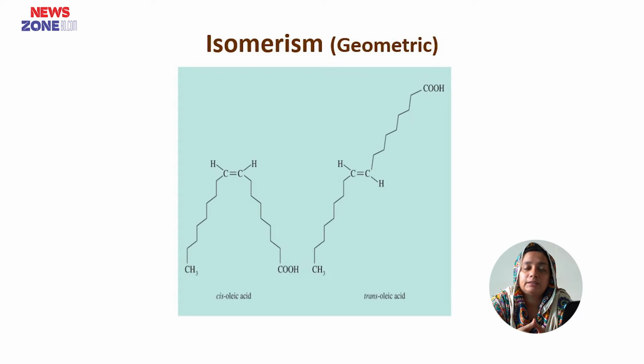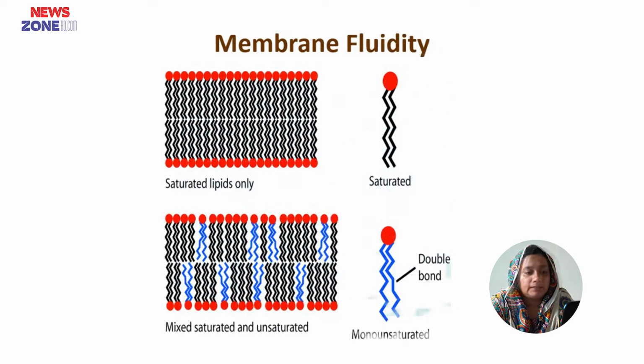Here I am showing the example of cis and trans fatty acid of oleic acid, and this cis-trans geometric isomerism is very important for our membrane fluidity. Our saturated and unsaturated fatty acids are very important to maintain our membrane fluidity.